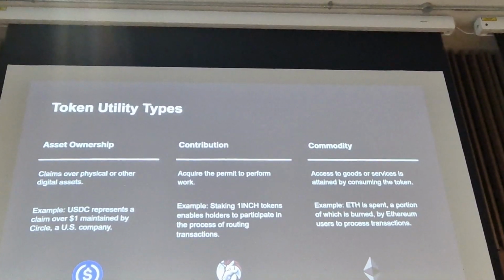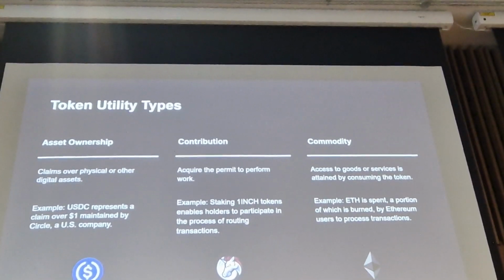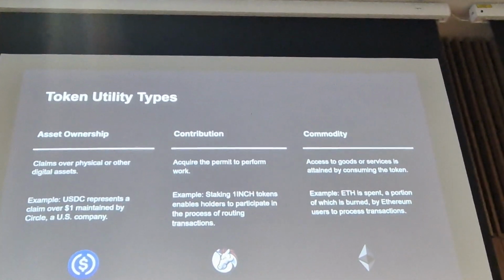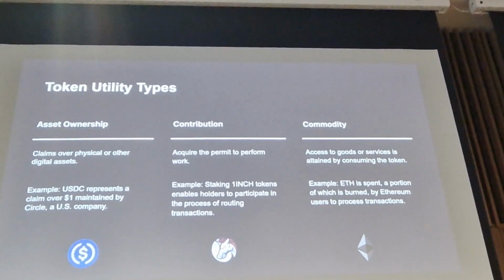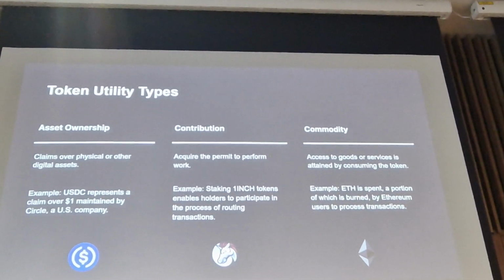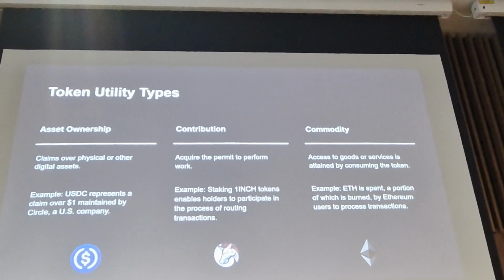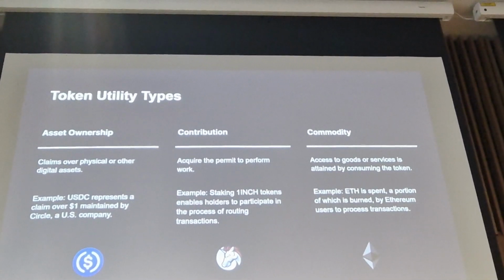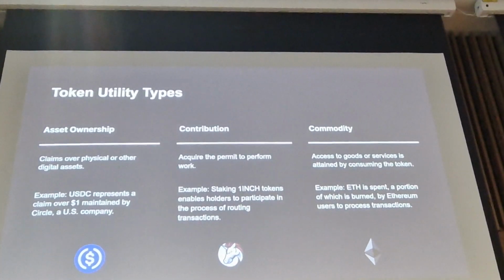So we're going through the 9 different types of token utility here. So first is asset ownership. So these tokens essentially just represent a claim to an off-chain asset. So stable coins, or at least collateralized stable coins, are a good example of this. So USDC just represents a dollar claim over US dollars held in the bank account. Contribution tokens, sometimes referred to as work tokens. These essentially allow you to perform work for a system. So in the case of 1inch, for instance, if you stake the 1inch token, you can participate in the process of routing transactions. Staking Ethereum or Ether as a validator would also be an example of this.